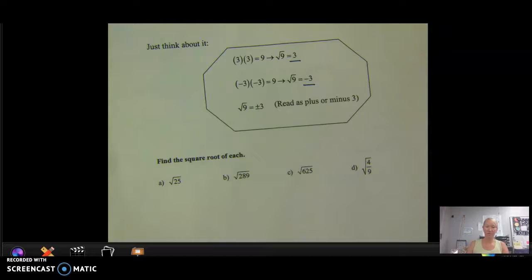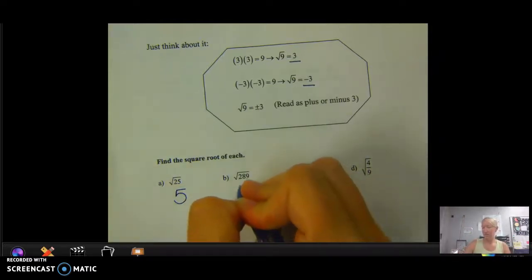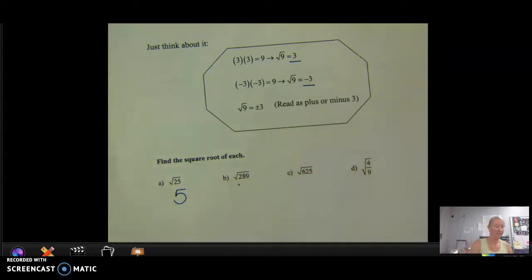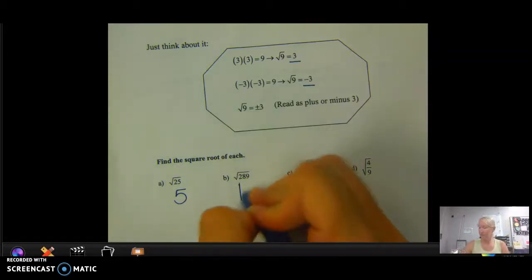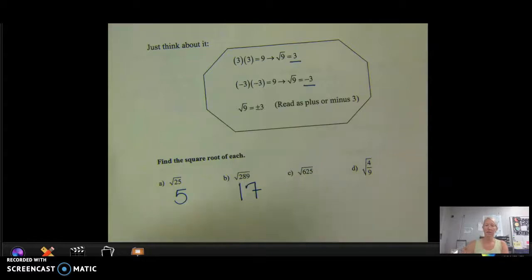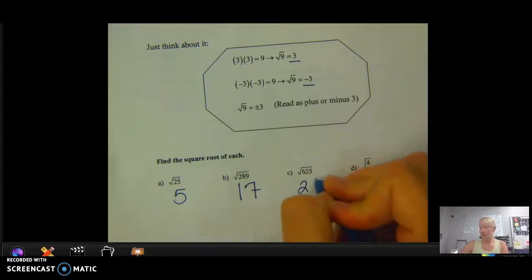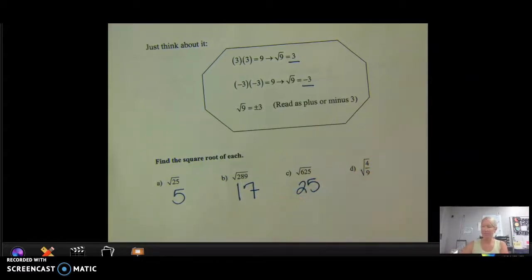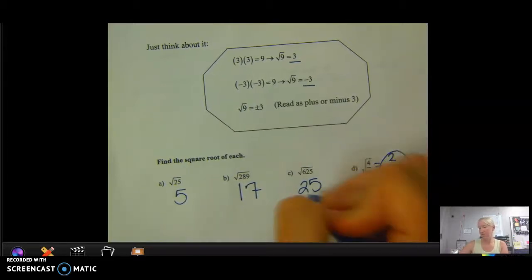Find the square root of each. This is 5. This is 15, 16, or 17. See, even I get confused sometimes, guys. But I don't want to tell you the wrong answer with you guys not sitting here to tell me, hey, Miss Stoll, you're wrong. That's 25, 625. The square root of that is 25. This one, take the square root of 4, which is 2, square root of 9, which is 3.